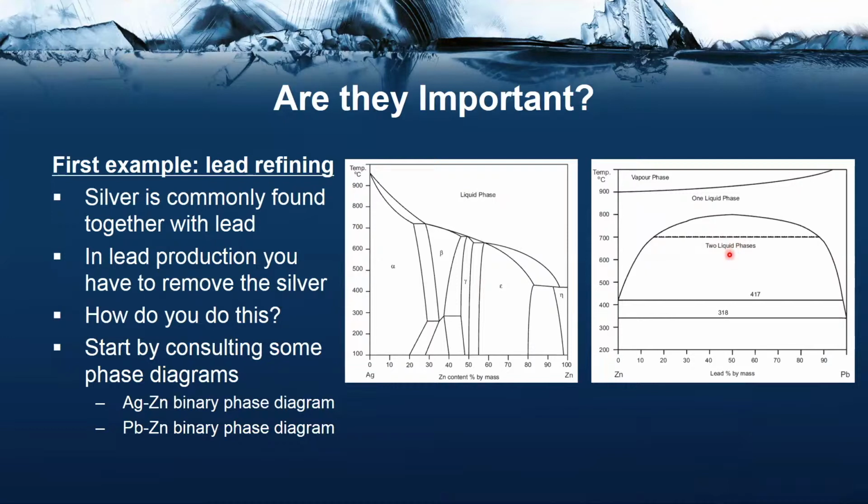If we then cool the system, the intermetallic compounds formed by silver and zinc can be removed as they crystallize as a solid phase before anything else. So this is a refining principle that is employed in industrial lead production. And as I said, I encourage you to return to this example after you've gone through more material.